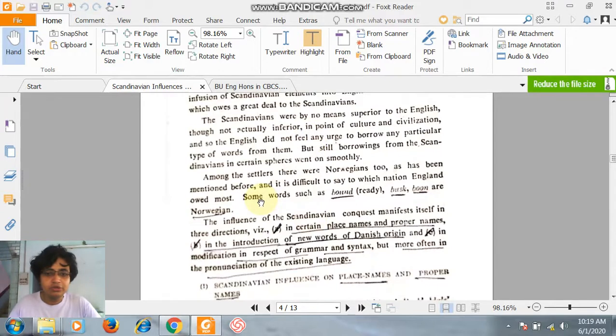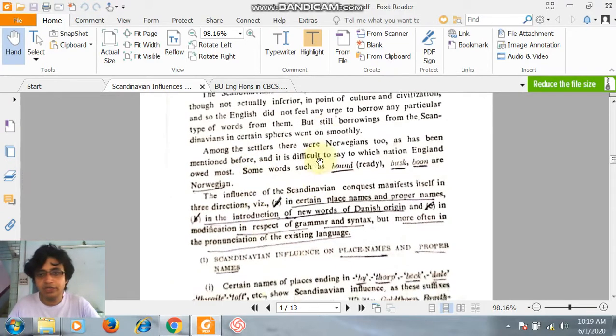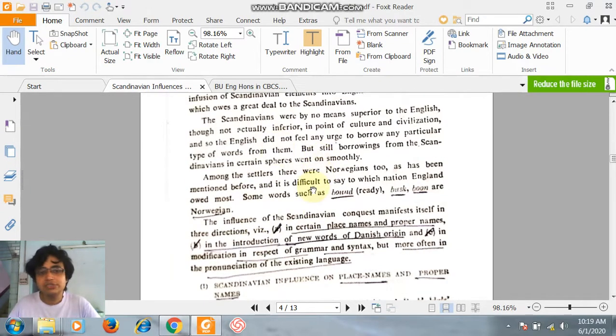So, talking about the influences on the English vocabulary, the Scandinavians were by no means superior to the English, though not actually inferior in point of culture and civilization. And so the English did not feel any urge to borrow any particular type of words from them. As we all know that if a culture is much more superior or much more civilized, তখন সেই পার্টিকুলার কালচার থেকে অনেক বেশি শব্দ আর একটা কালচারে আসে, কারণ ন্যাচারালি সেই কালচারের এমন অনেক কিছু এক্সিস্ট করছে যেটা এই কালচারে করে না, ফলে সেই শব্দগুলোকে আনতে হয়.